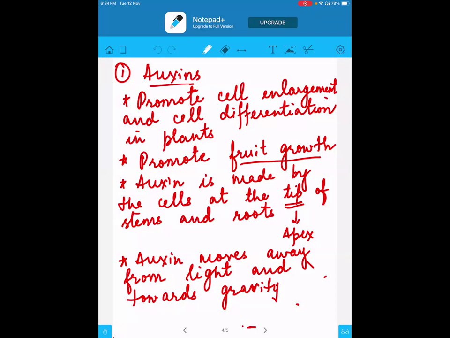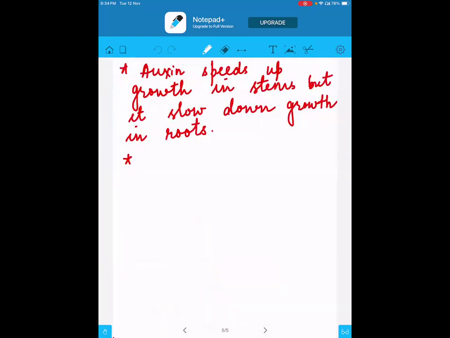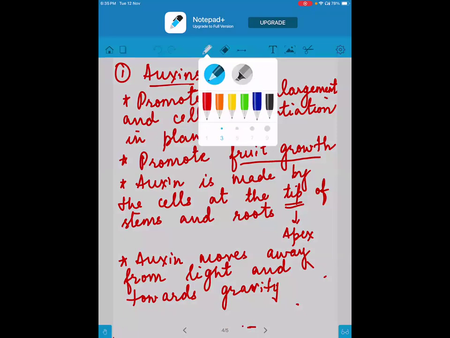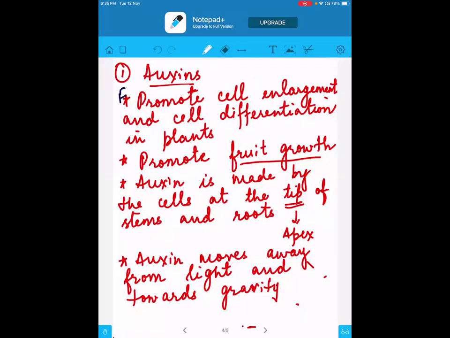So next point is, and children, out of these points, whatever I have written, can you identify what are the functions and what are the points? I think you will be able to identify, right? Which are the points and which are the functions. So if I talk about promote, it is basically the function. Then promote fruit growth, it's also a function. But if I talk about made up of, is it the function or the point?